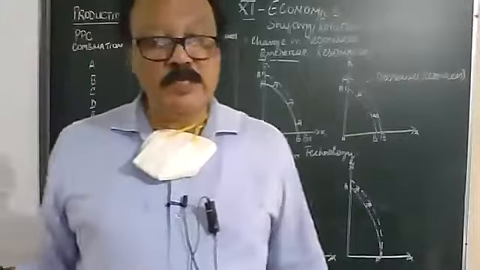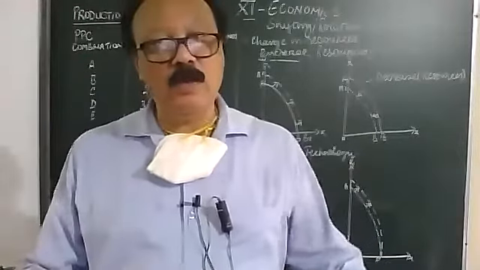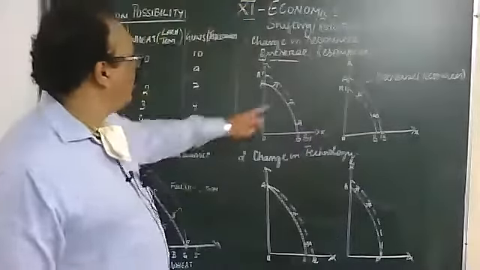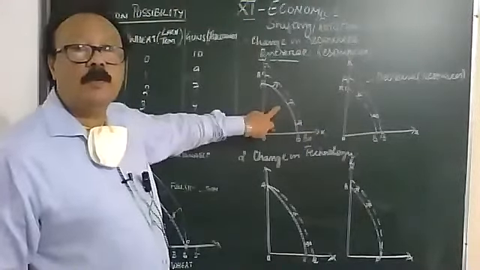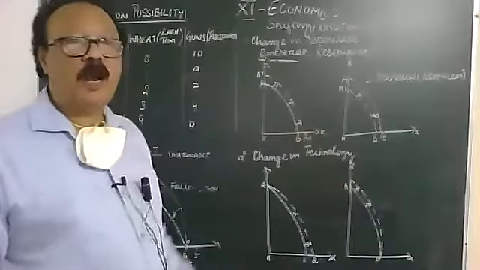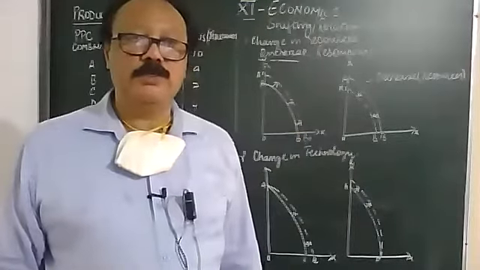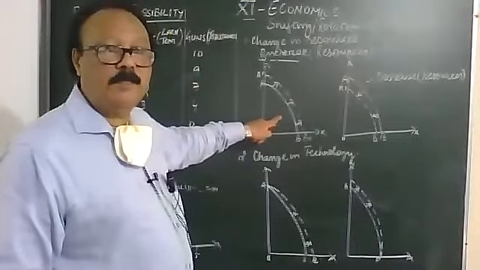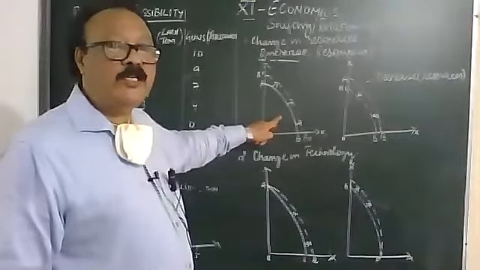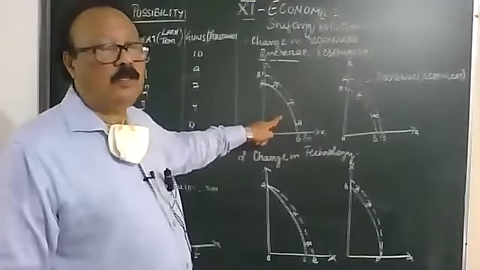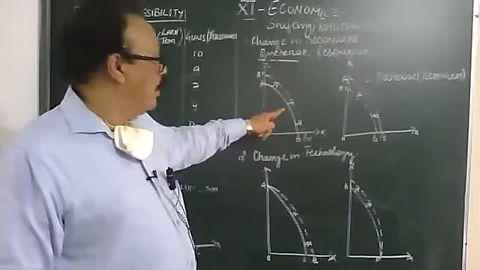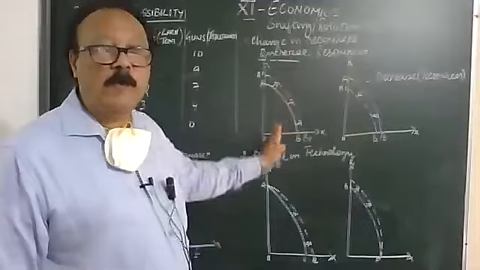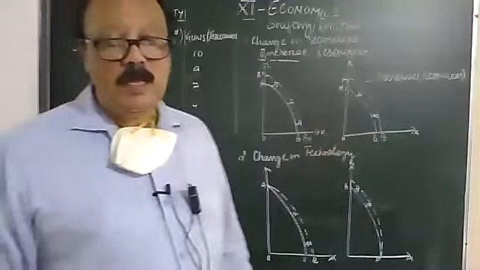Now what happens if there is a change in technology for both the goods? New technology for X also, new technology for Y. Then what happens? Then you will get a new PPC. PPC will shift to the right for both the goods. So this will be your diagram. New PPC. When there is a change in technology for both the goods, for X as well as Y, now we are able to attain more. More means there's a new PPC. New PPC means it shifts to the right.